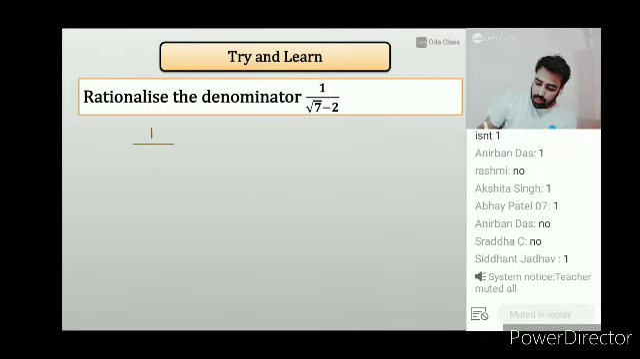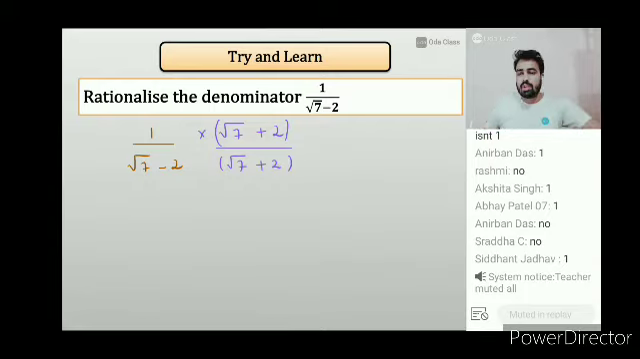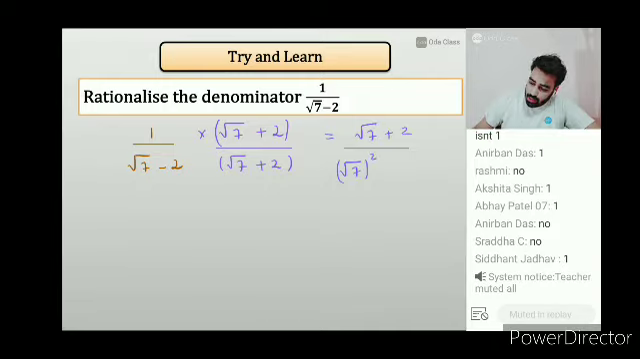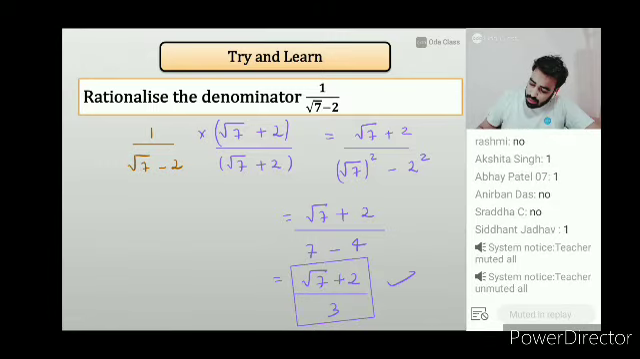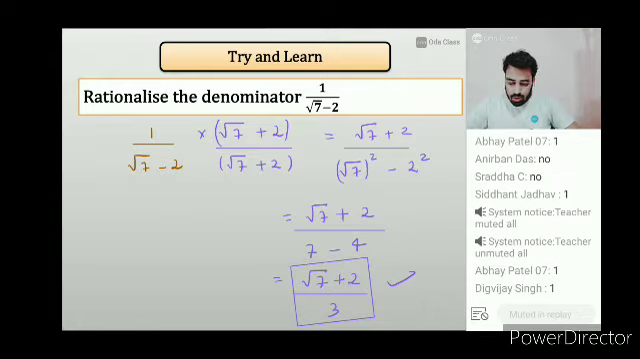I have this value 1 by root of 7 minus 2. Sir, I think we can use root of 7 plus 2 as the rationalizing factor, because then I'll be able to apply a square minus b square. Okay, fine. 1 into root of 7 plus 2 is root of 7 plus 2. The denominator will become root of 7 square minus 2 square. That will give root of 7 plus 2 divided by 7 minus 4, that is root of 7 plus 2 divided by 3. Rationalization done. Clear, children?